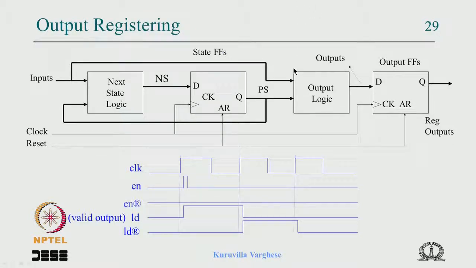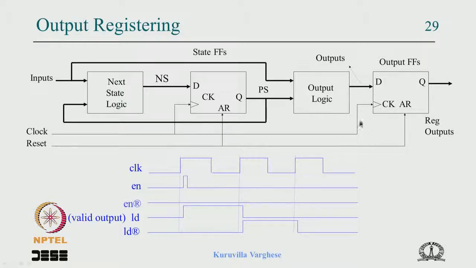What we do is that you have the output logic, and suppose there are three outputs, you put three flip flops for the three outputs, give the same clock and the reset, and this is the registered output. Earlier we used to take the output here, now you look at it. Suppose we have an enable output which is glitching, okay, and which is coming here. There is a load output which is a valid output, and then you see the difference.